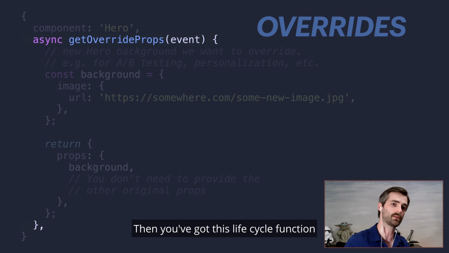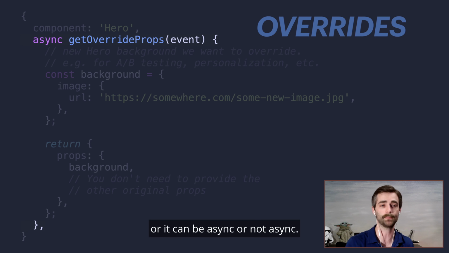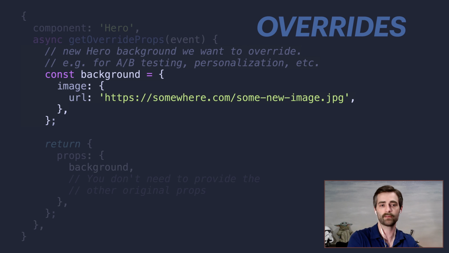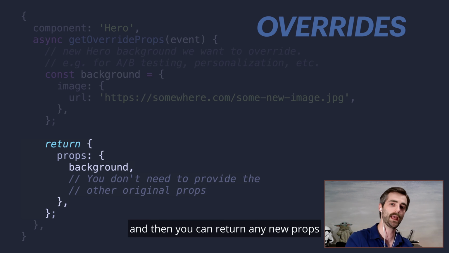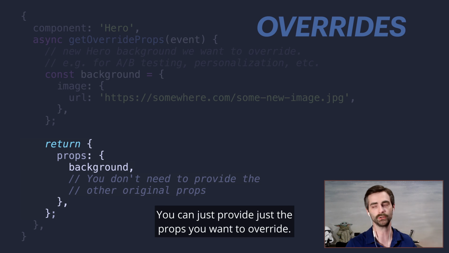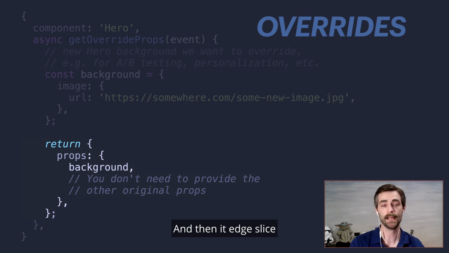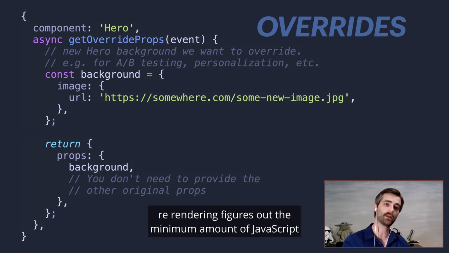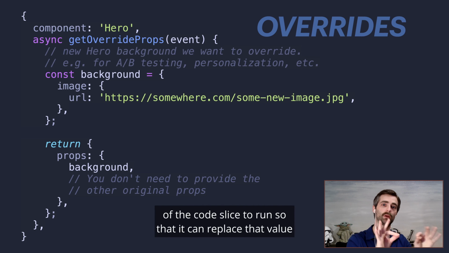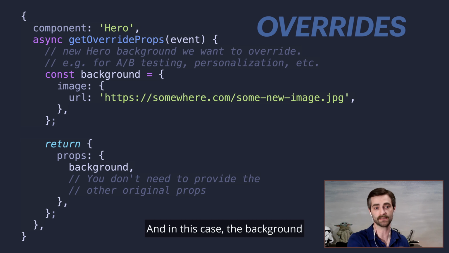Then you've got this lifecycle function, get override props. And it can be async or not async. And from here, you can define that new background just like we were wanting to do, and then you can return any new props for that hero component. Now you don't need to provide all of the props. You can provide just the props you want to override. And then edge slice re-rendering figures out the minimum amount of JavaScript, the very minimal amount of code slice to run, so that it can replace that value on the page, in this case, the background.